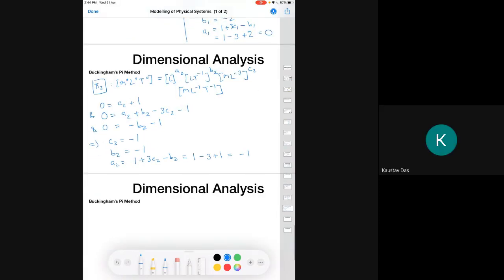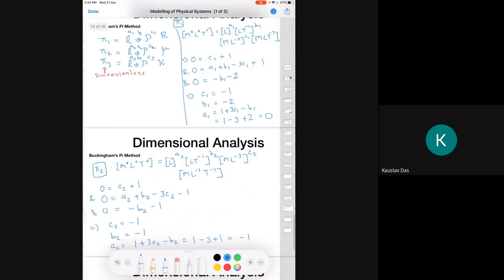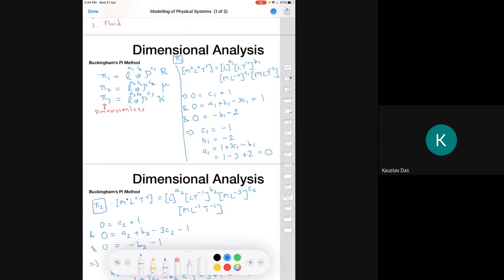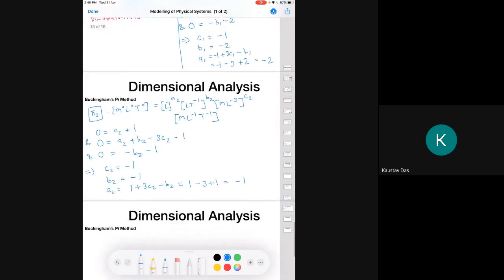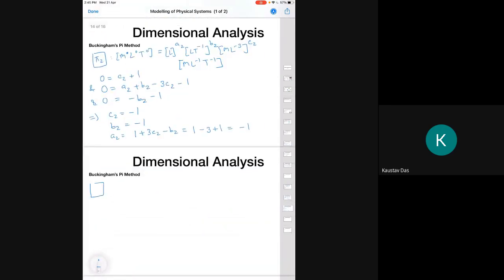1. Ma'am, I think the value of A1 is not correct. So from L, I have A1 plus B1 minus 3C1 plus 1 is equal to 0. Then A1 should be minus 1 plus 3C1. Yeah, it should be minus 1. Sorry. Minus 4 plus 2. So this is minus 4 plus 2, minus 2. So then this is pi 2.